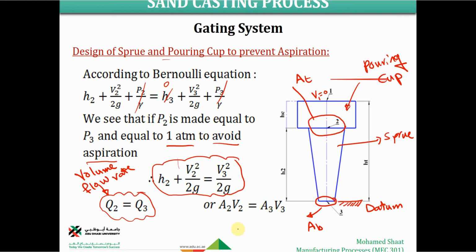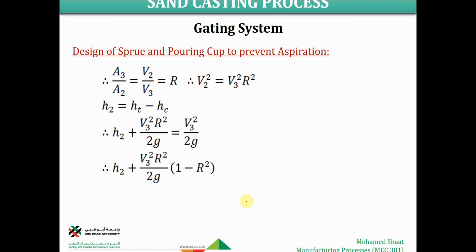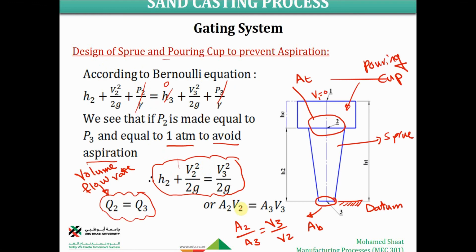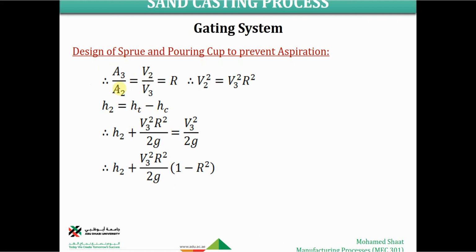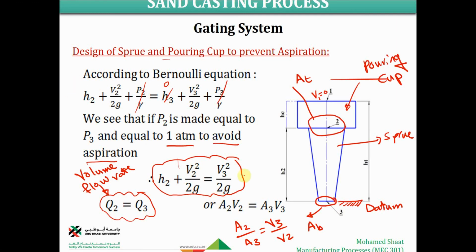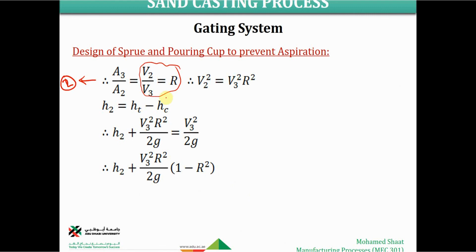So if we divide, for example, area 2 over area 3, this gives us V3 divided by V2. It means that we're going to end up with this relation. Or area 3 over area 2 gives us V2 over V3, which gives us this ratio, with the symbol R for now. Let us give a name to this equation, equation 2, and the previous equation, this one, equation 1. Make sense? And this is just R.